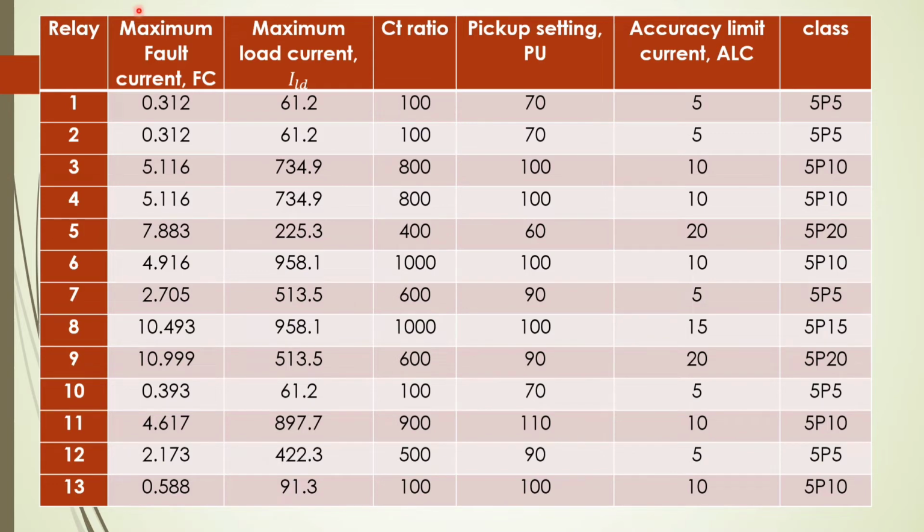This table records the maximum fault current and the load current of the respective relay. It also records the CT ratio chosen for the relay. Other than that, it also has the pickup setting and the accuracy limit current that are calculated for the respective relay. The class is then chosen based on the calculated accuracy limit current.